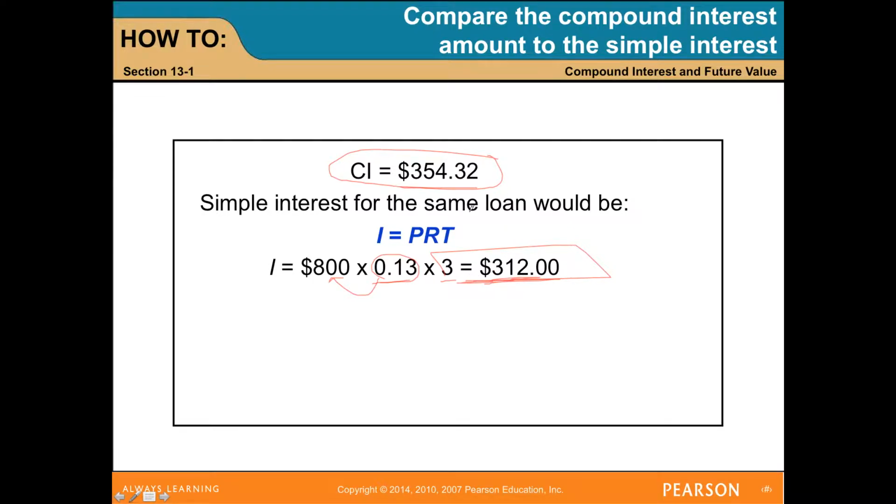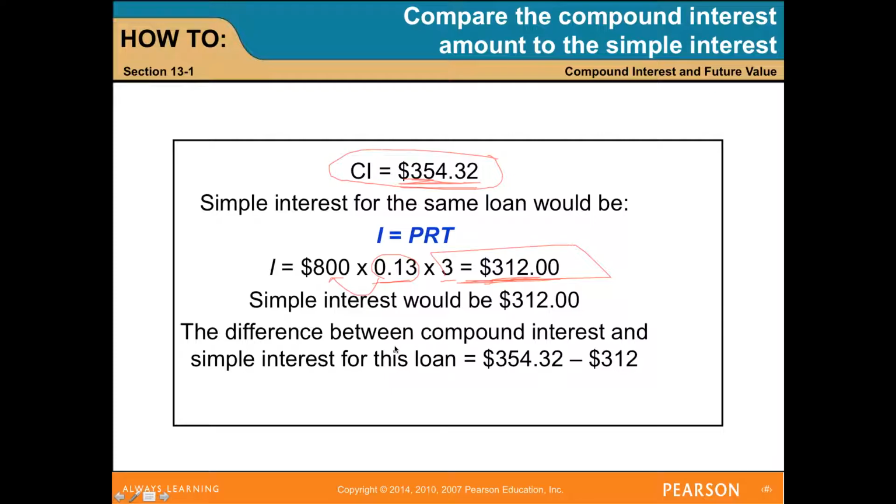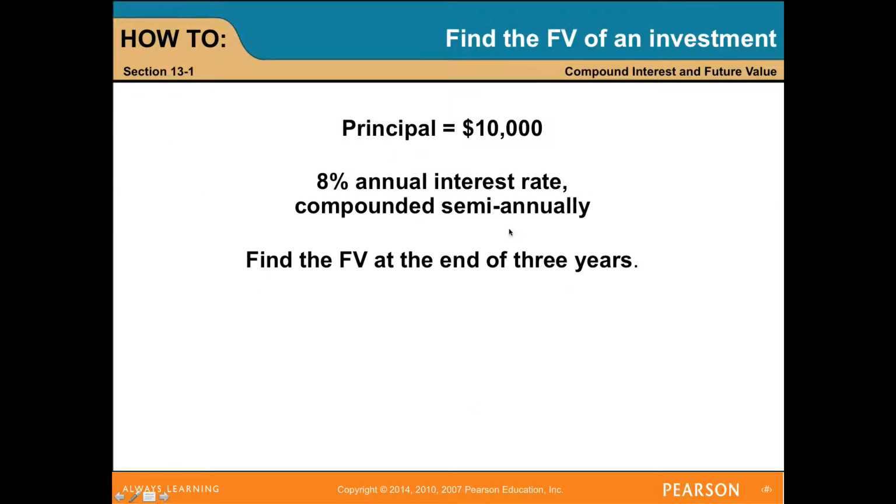But since it compounded year to year, you have this much to pay, $354.32. The simple interest would be $312. The difference between the compound interest and the simple interest for this loan, $354.32 minus $312, is $43.32. So taking the compounding loan is this much more expensive than just taking the simple interest loan.